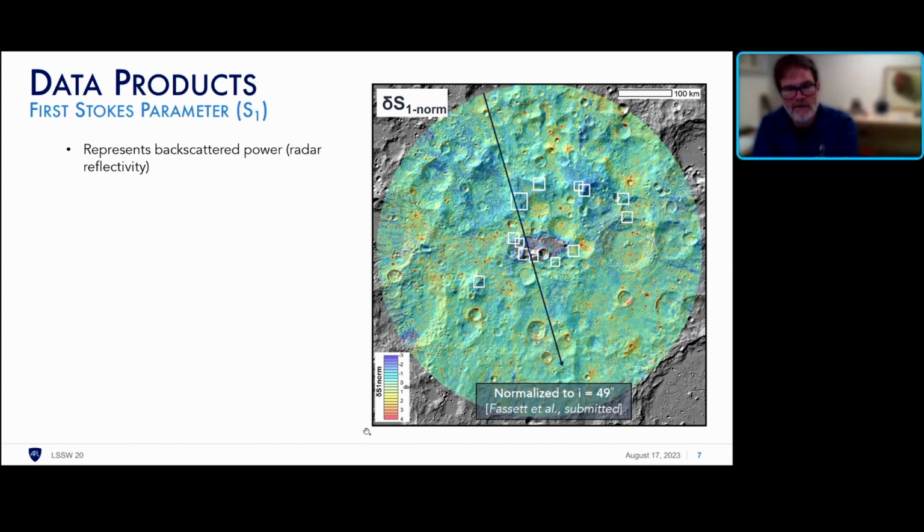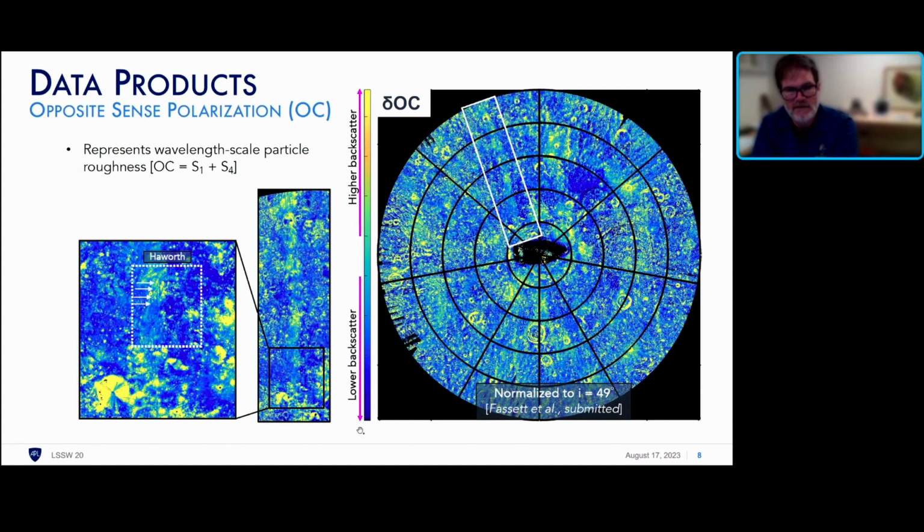Caleb pointed out the ray from Tycho that covers Haworth, and you can see it in this delta S1 data. Next slide. But there are other products we can produce with our radar data that can pull out specific things of interest. This is another look at that polar data, but now we're looking at it in opposite sense polarization. So we're taking a couple of our Stokes parameters and using them to help us isolate the width of the Tycho ray as it comes over the pole.